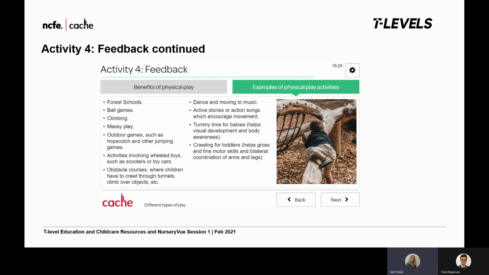So although NurseryVue concentrated on an outdoor exercise activity, it sets the scene for students to realise the benefits of physical play and highlights the hazards and risks associated with this environment and offers the opportunity to embed this learning in a visual way.